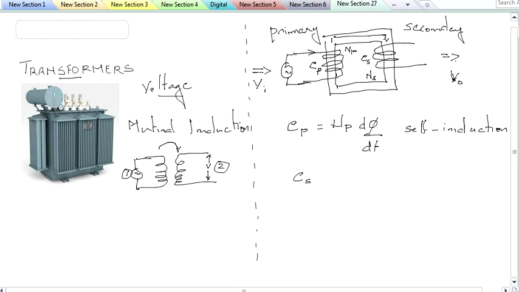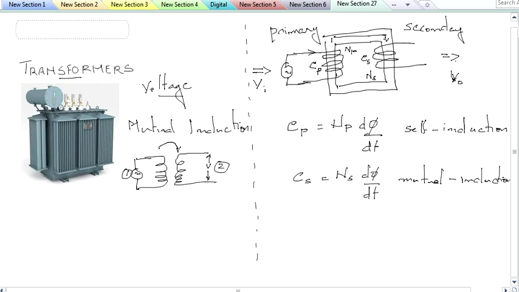Therefore ES is given by the expression Ns dφ/dt, the number of turns in the secondary coil times the rate of change of magnetic flux, and this is created by mutual induction. So there are two EMFs being induced here, one in the primary coil and two in the secondary coil. The first one is due to self-induction and the second one is due to mutual induction.